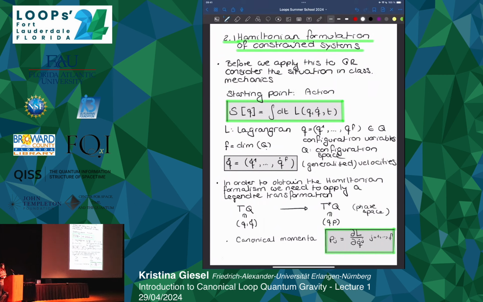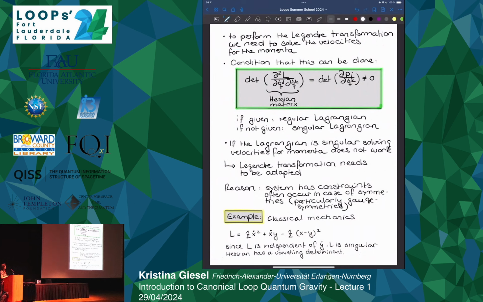Now, when we go to the Hamiltonian formulation in classical mechanics, we basically want to describe everything in phase space, so in terms of not configuration variables and velocities, but configuration variables and momenta. For this purpose, we perform a so-called Legendre transformation, and we introduce for each configuration variable canonical momenta, which we get by just differentiating the Lagrangian with respect to the involved velocities.